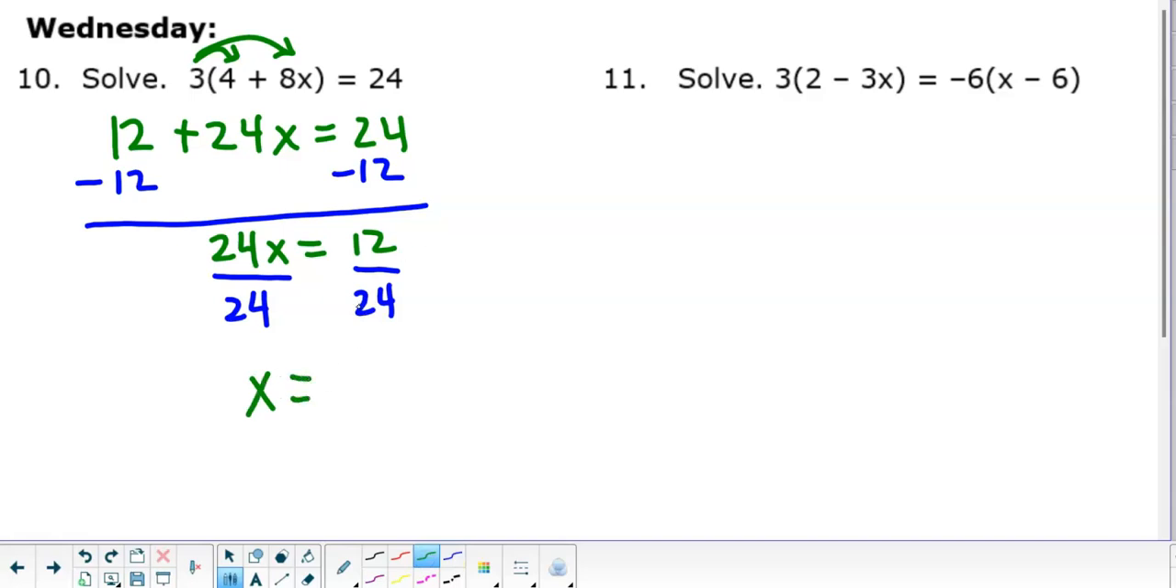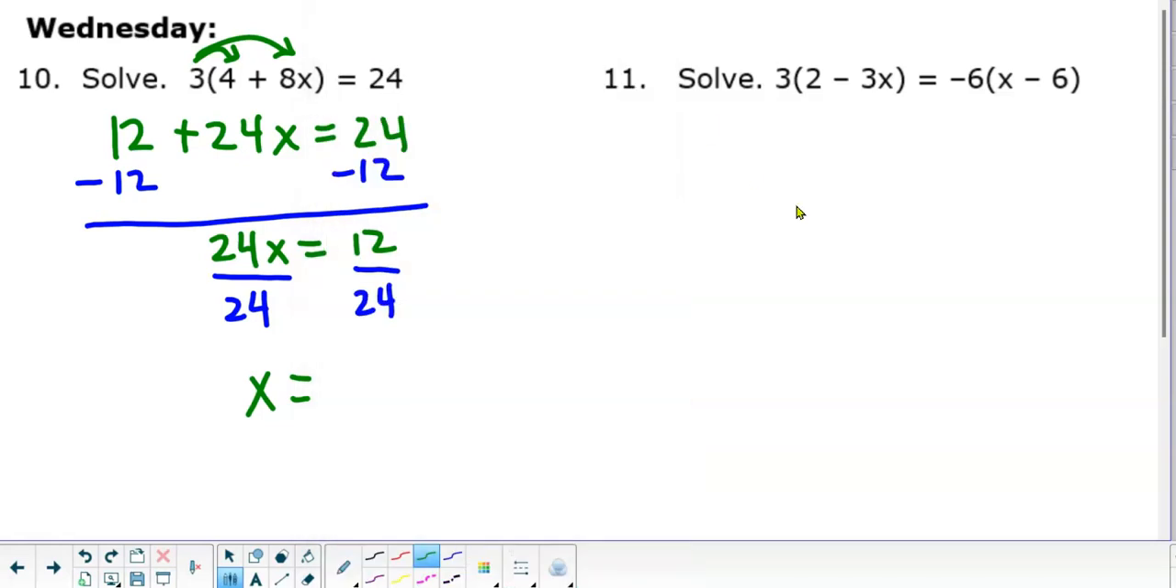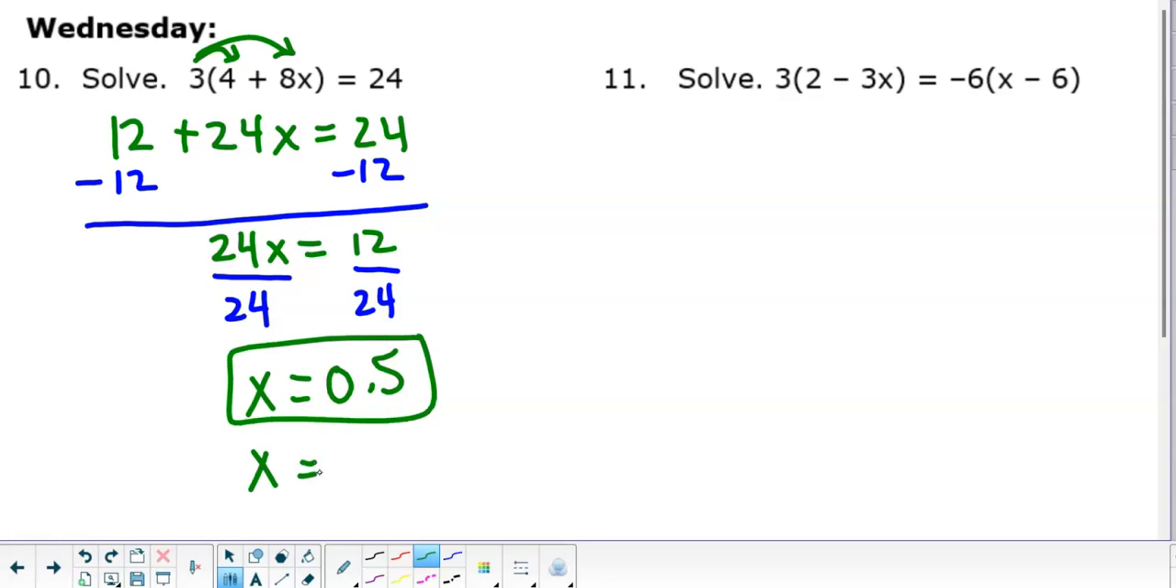Now sometimes you might get a decimal answer. Sometimes they want you to leave it as a fraction. So 12 divided by 24 as a decimal is going to be 1/2 or 0.5. So you can leave it as a decimal or you can leave it as a fraction.